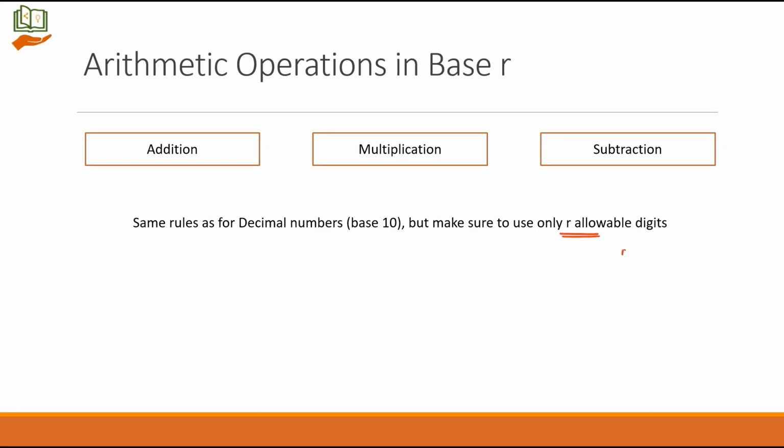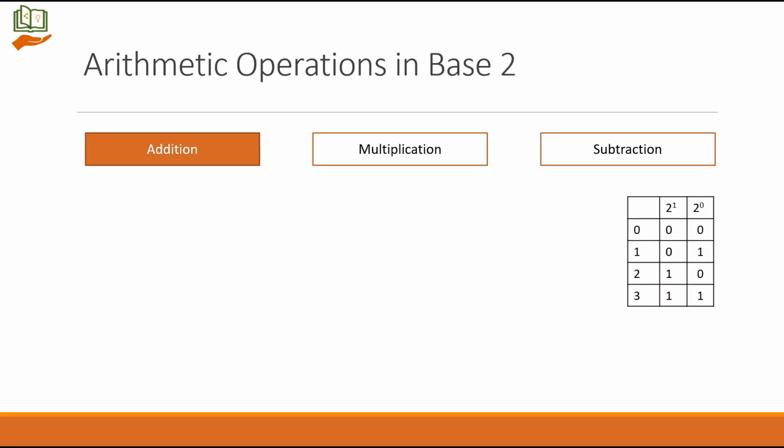It means when I use base 2, I have to use only zeros and ones. When I use base 3, I have to use only 0, 1, 2. When I use base 8, it should be from 0 to 7. I should not use 8, or go below 0. So now let's get on to addition.